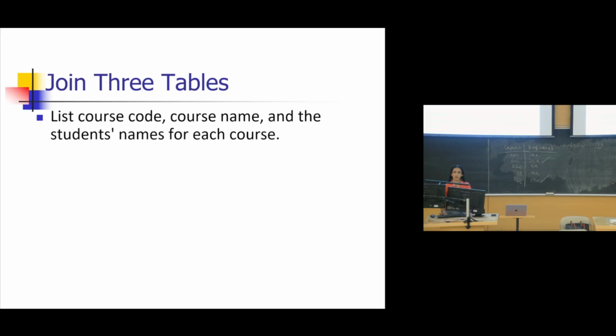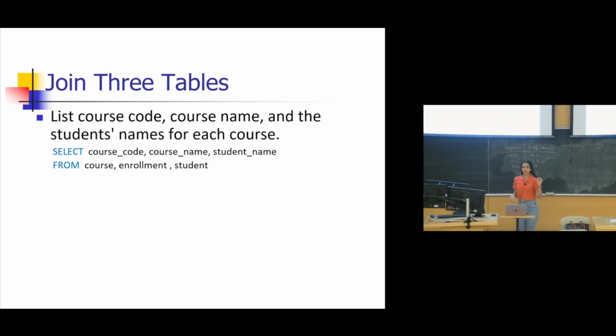How to join three tables? So this is also easy. The same way, again, you select whatever columns that you want to get, for example, course code, course name, student name. Now, course information is in the course table. Student information is in the student table.